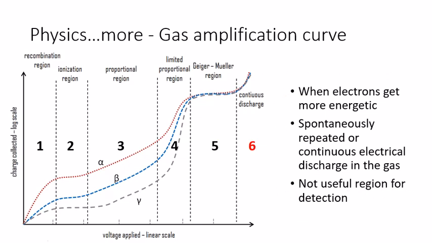So lastly, if the voltage gets even higher, the ionized electrons become more energetic. So spontaneous or continuous electric discharge begins to happen, which is what happens in region 6. So basically, the output signal cannot be related to any useful information of the incoming radiation beam. The ionization chamber begins to malfunction, and this region is called continuous discharge region, and this region is not useful for any detection.